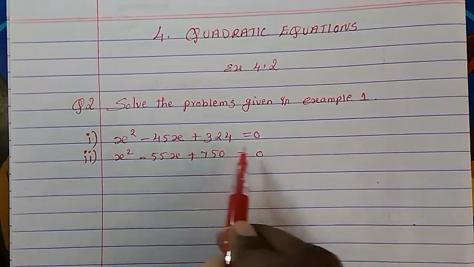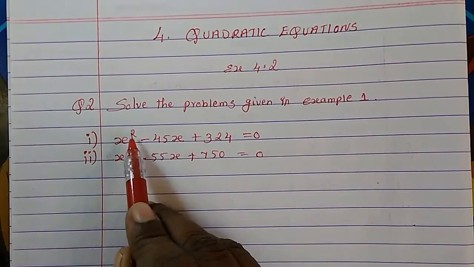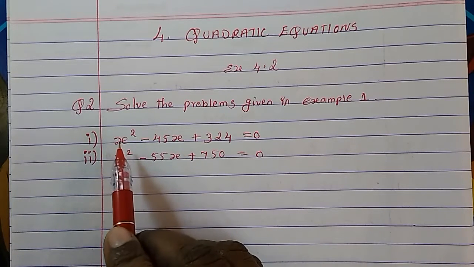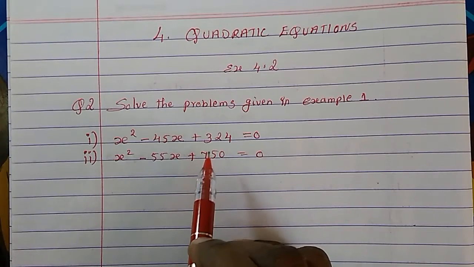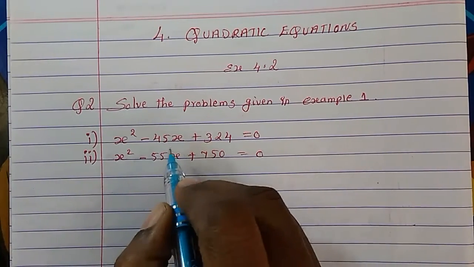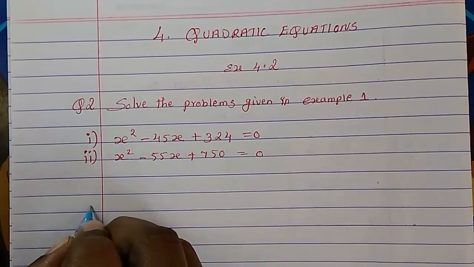So it is a quadratic equation. Quadratic means the highest degree is 2, which means we will get 2 solutions. Whenever it is a quadratic equation, we have to use the splitting the middle term method. That is what we have been doing, so that's what we are going to do. So let's do the first sum.